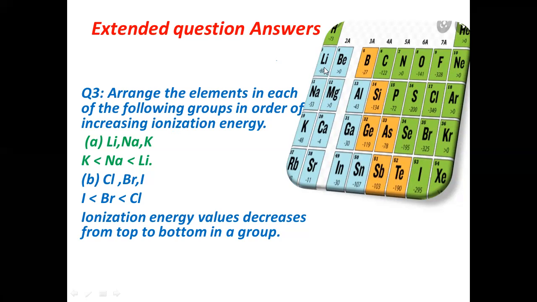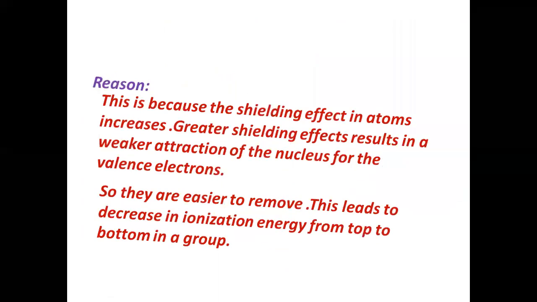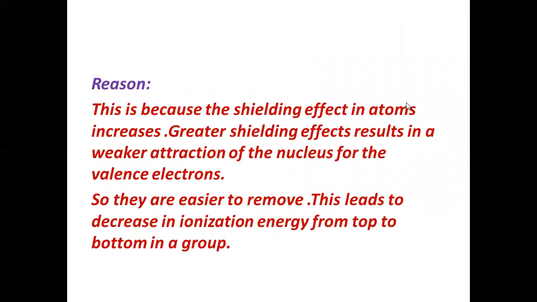As you can see, lithium, sodium, and potassium belong to group number 1A of the periodic table, and they are called alkali metals. Now, as you remember, I told you that when we move from top to bottom along the group, ionization energy decreases. So why does ionization energy decrease from top to bottom? The reason is that the shielding effect in atoms increases.